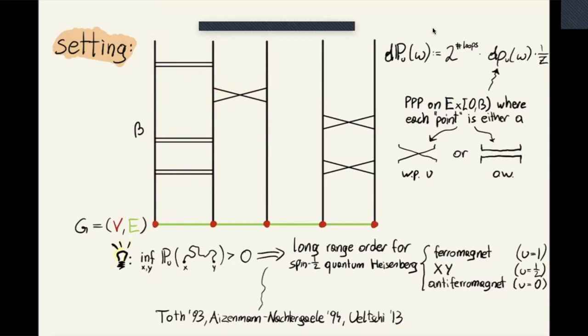Okay, so how does this relate to quantum spin systems? The idea goes back to Toth, Aizenman-Nachtergaele and Ueltschi, and it basically tells you that if for any 2 vertices x and y, there is a positive chance uniformly in the system size that they are in the same loop, then this corresponds to long-range order for some spin-1/2 quantum Heisenberg magnet, which might be the ferromagnet, the XY model, or the antiferromagnet for different values of u.